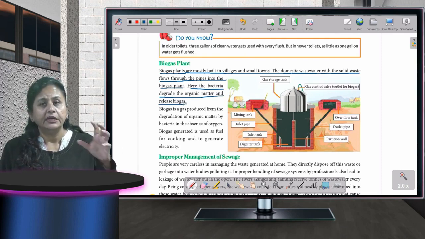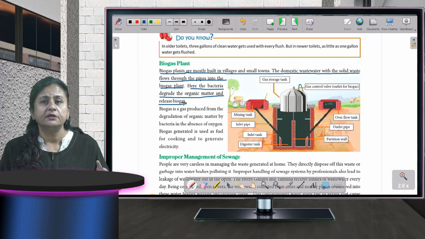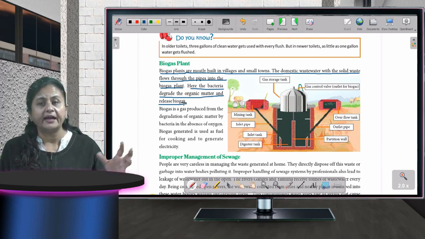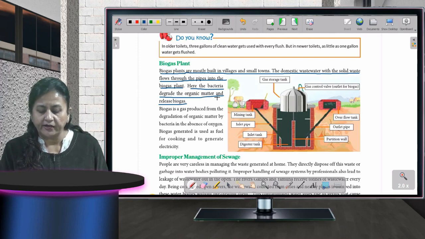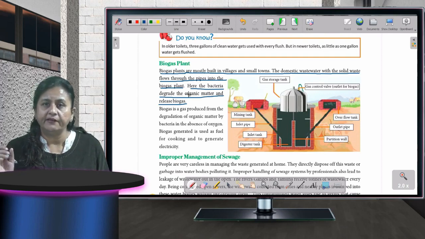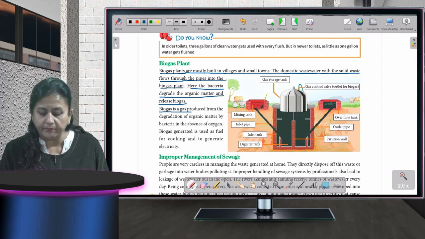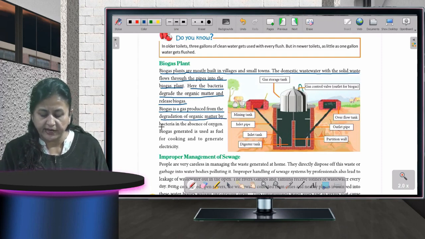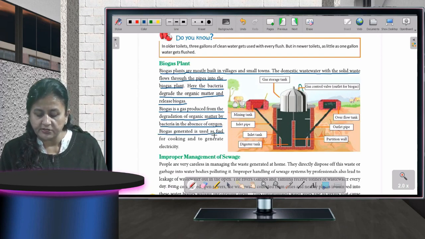In these biogas plants, the whole water is entering and a lot of bacteria are there. Now what do these bacteria do? They act on this waste, degrading the organic matter and at the same time releasing gas also. Biogas is a gas produced from the degradation of organic matter by bacteria in the absence of oxygen. Biogas generated is used as fuel for cooking and to generate electricity.